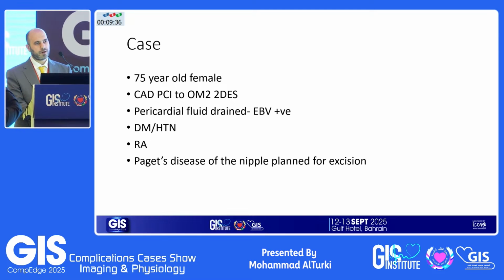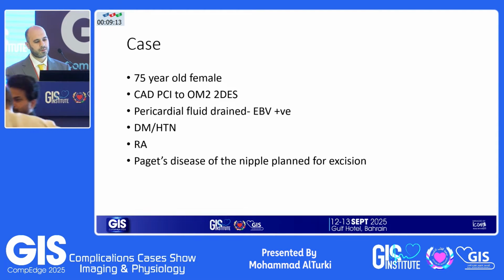This is a 75-year-old female with known coronary artery disease, previous PCI to the OM with 2 drug-eluting stents. She also had a history of pericarditis and pericardial fluid. She underwent a pericardial fluid drain with samples sent to the lab, and it was EPP positive, treated with colchicine for 6 months. She is diabetic, hypertensive, with rheumatoid arthritis, and Paget disease of the nipple, planned for excision.